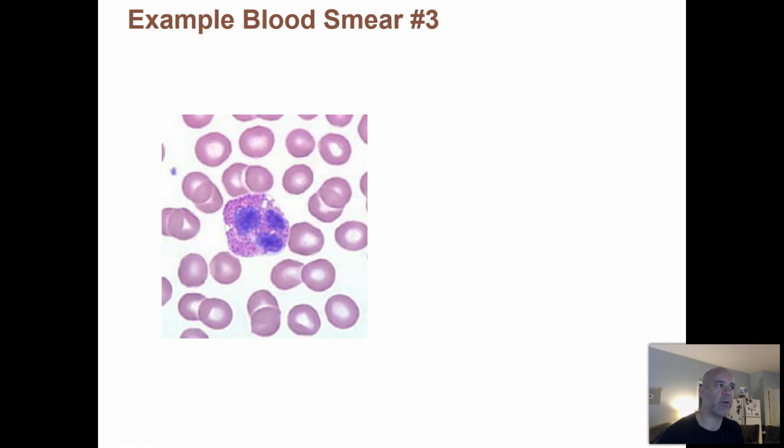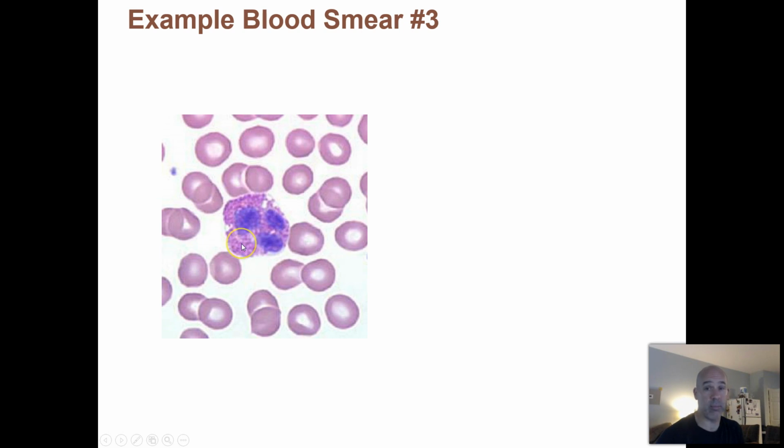All right, example number three here. Again, you've got red blood cells all over the place. There's a little platelet hanging out over there by itself. And what do we think this one is? Now, this one is not exactly following all aspects of the textbook images. We certainly see spots there, so that tells us we're in the granulocyte category.